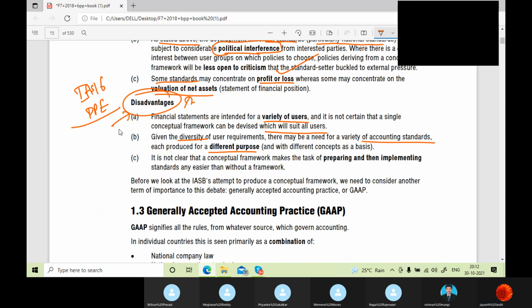See, every company has to produce goods. They have advantages and disadvantages. Now you'll be asking a question, sir, production of goods is not a disadvantage. See, production of a single set of goods is not a disadvantage, but if they have to produce different goods, it's a big challenging task for them, correct? Some disadvantages. It is not clear that a conceptual framework really makes your task easier. That is not proved yet.